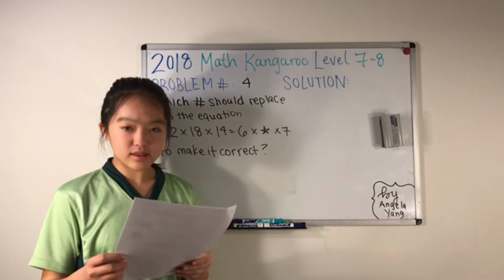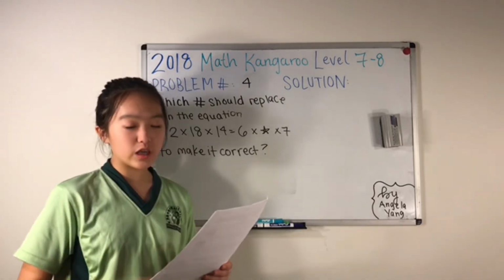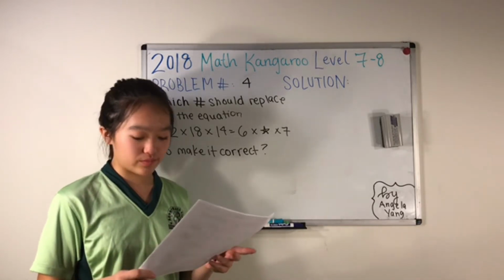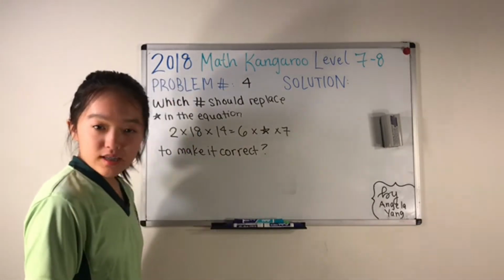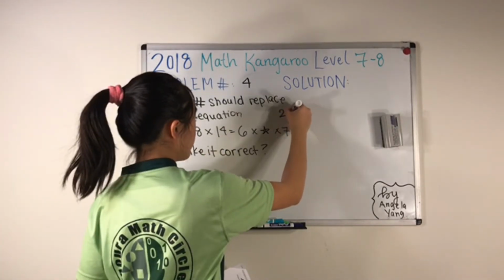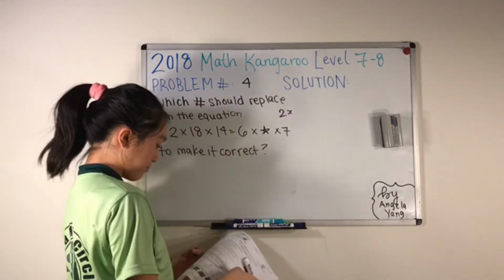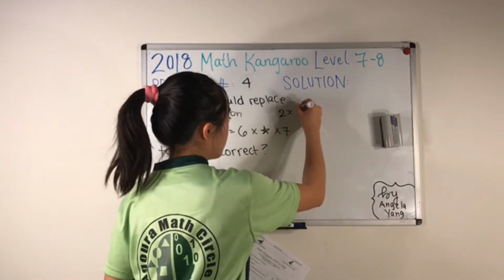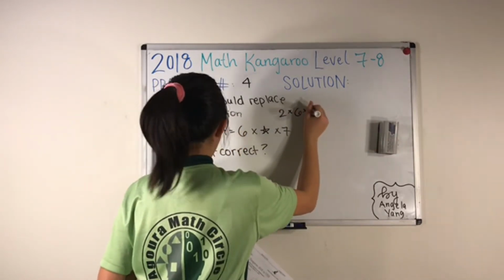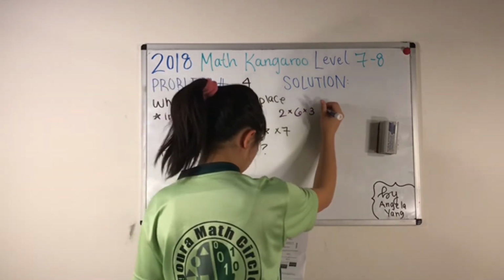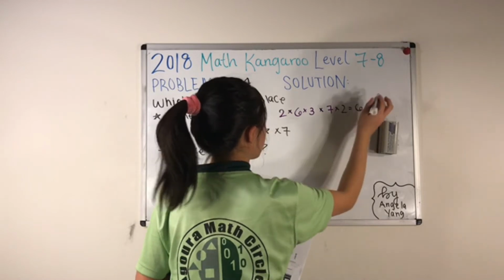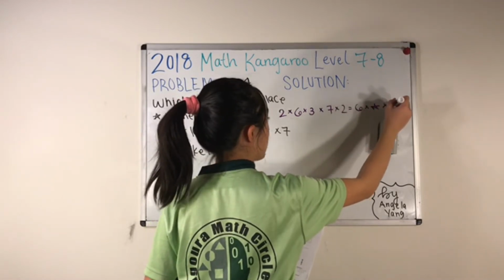Problem number 4 states, which number should replace the star in the equation 2 times 18 times 14 equals 6 times star times 7? So in order to solve this, you should first divide these numbers into their factors. So 18's factors are 6 and 3. So 2 times 6 times 3, and then there's 14, which is 7 times 2. So times 7 times 2 equals 6 times the star times 7.